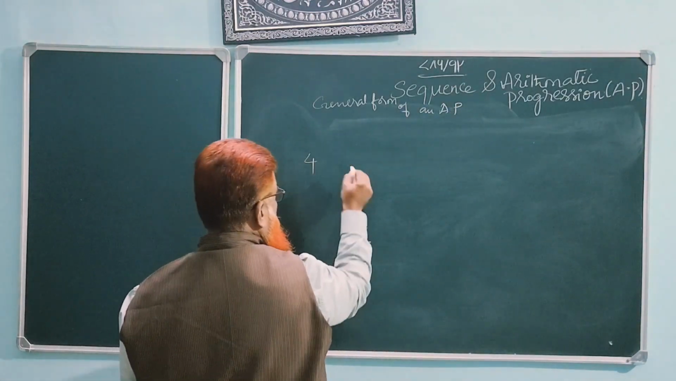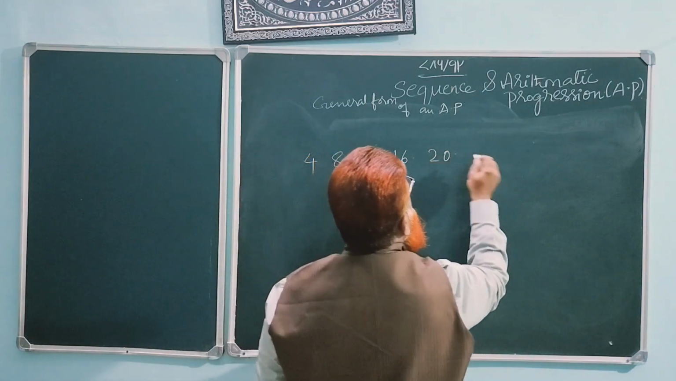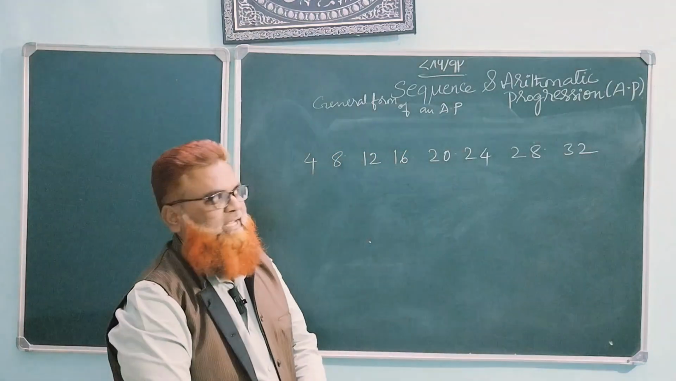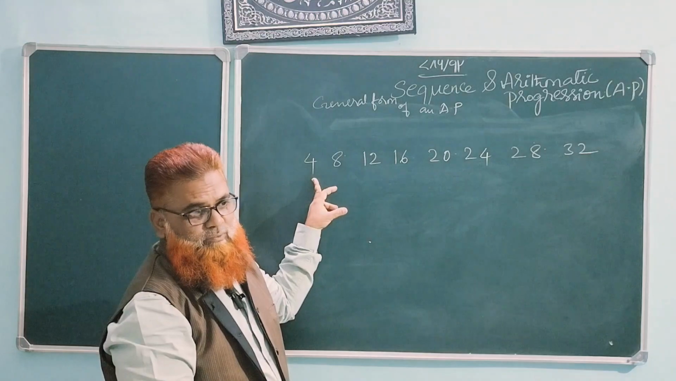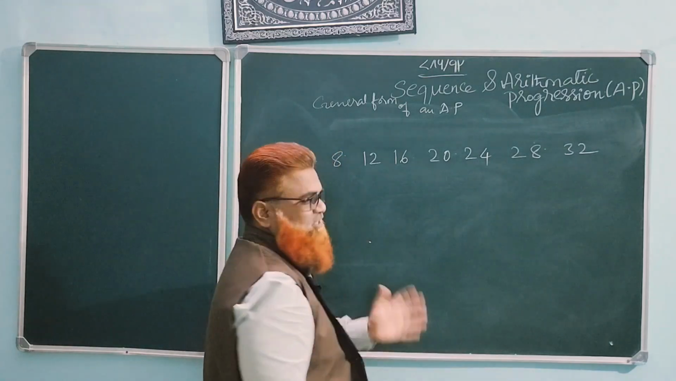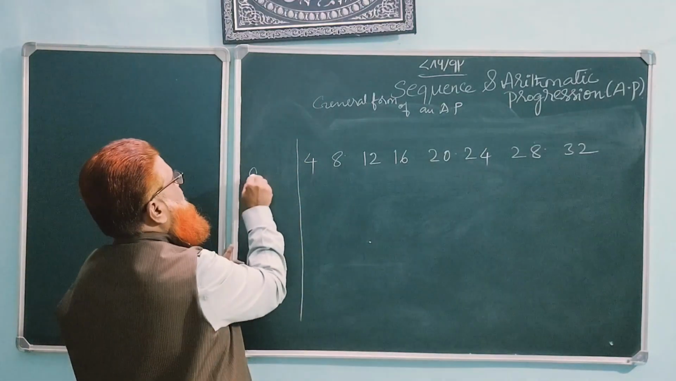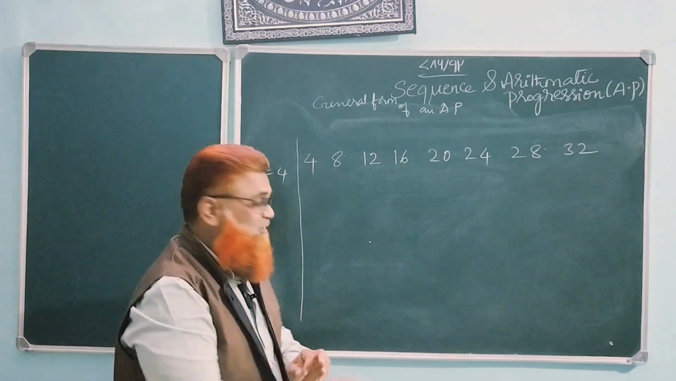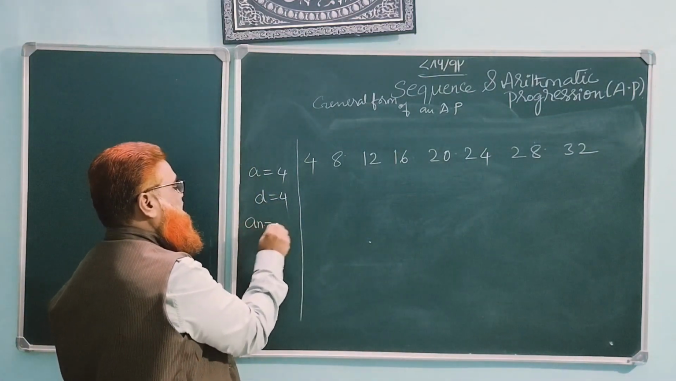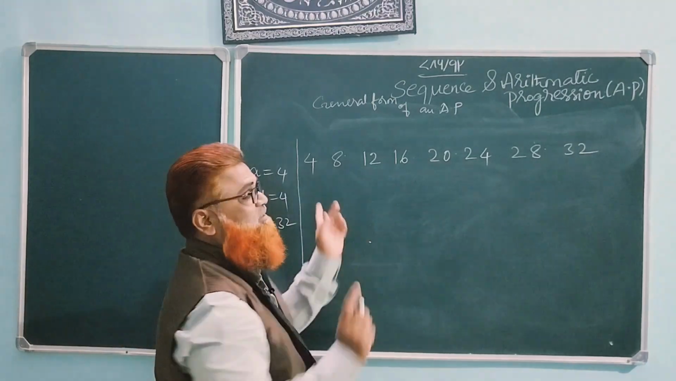I'm going to take one example. 4, 8, 12, 16, 20, 24, 28, 32. Right? Okay. This is an AP whose first term is 4. Common difference is 4. 8 minus 4, 12 minus 8, 16 minus 12, 20 minus 16, and so on. So, we will make a list of all the things. First term 4, difference is 4. Okay, the nth term, the last ending term is 32, and n means total number of terms of an AP.